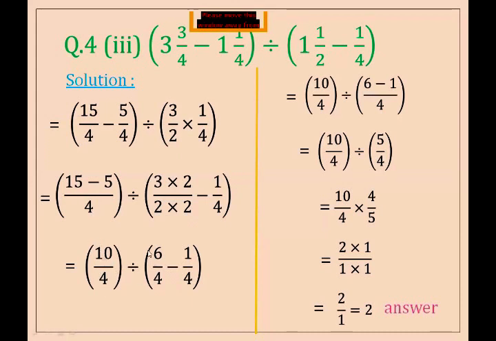10 upon 4 is divided by, here we have 6 upon 4 minus 1 upon 4. These are like fractions, so we have to solve this. We write the denominator one time and the numerators are subtracted from each other.